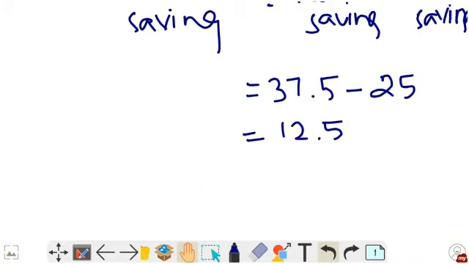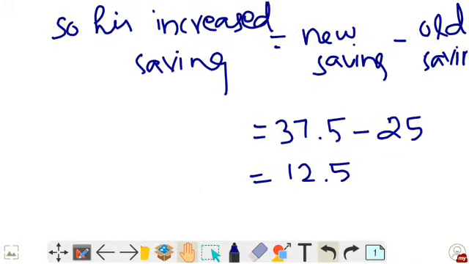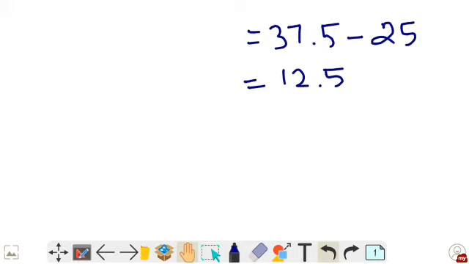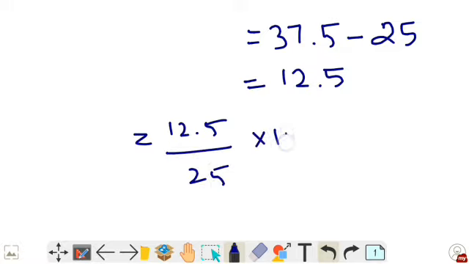So finally we find the percentage of his increased saving, which is equal to 12.5 divided by the saving amount 25 into 100. So 4 twenty-fives are 100. Now 12.5 into 4 is 50.